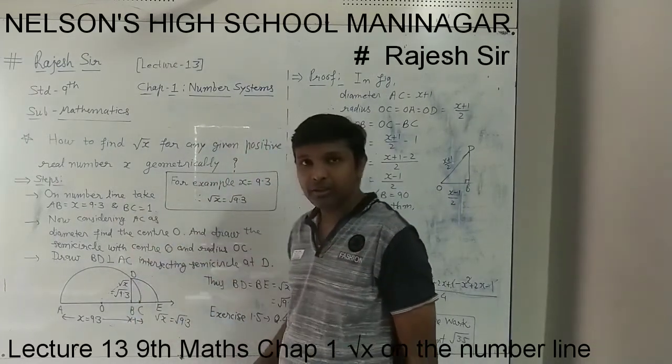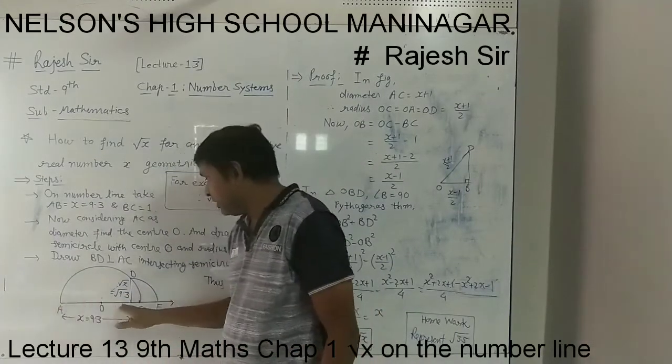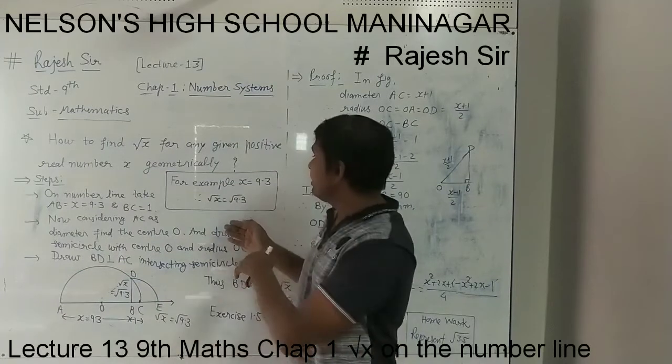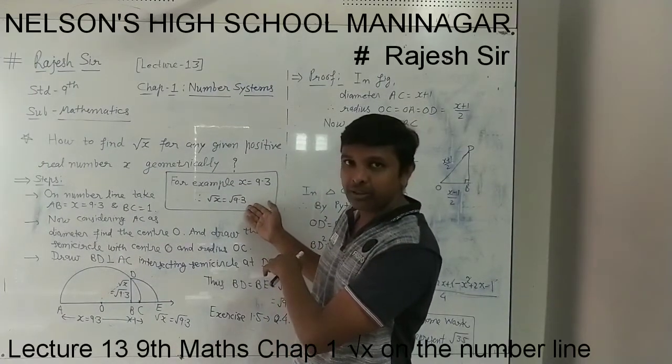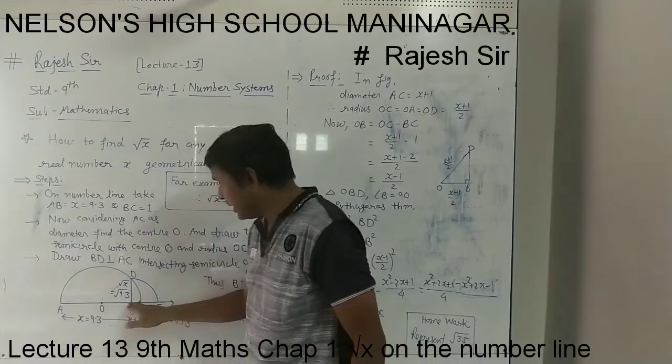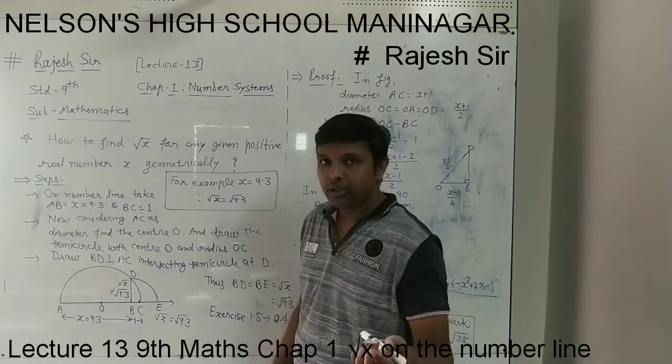This is the start. What do you have to draw? Draw a number line. On that, AB, we have to draw the given positive number 9.3. That we have to draw, 9.3 as AB. And then from B to C you always have to draw 1 centimeter on your scale.